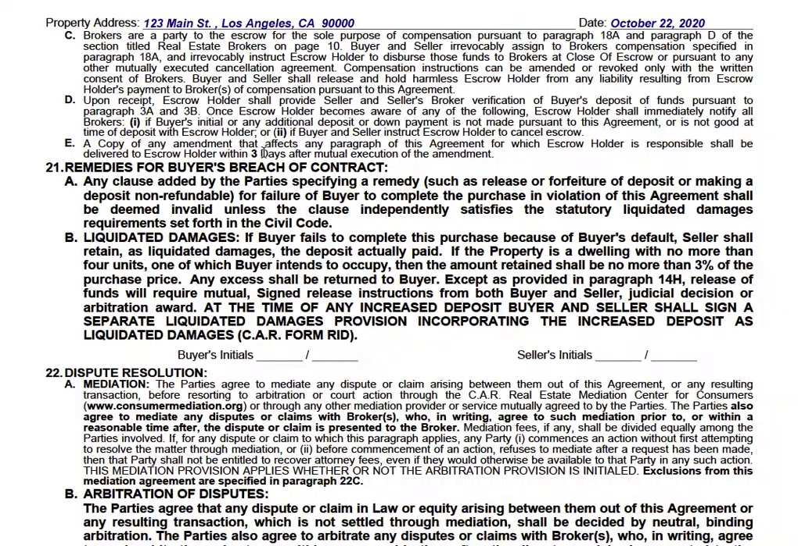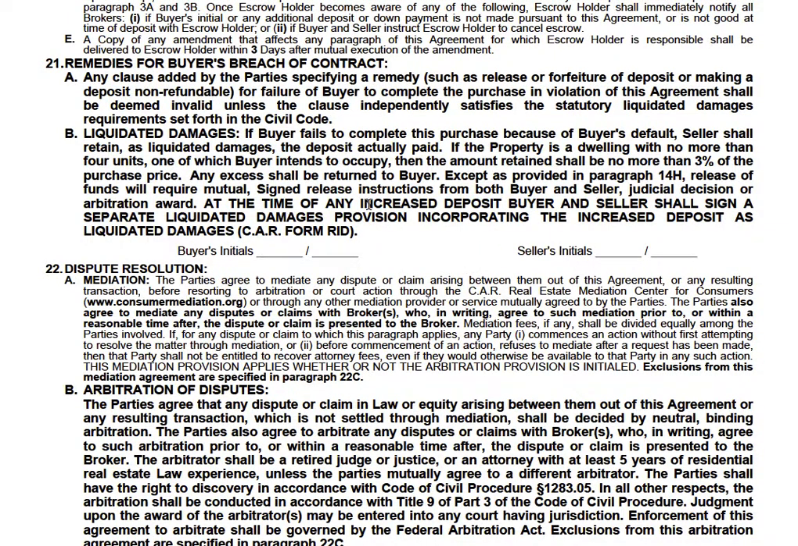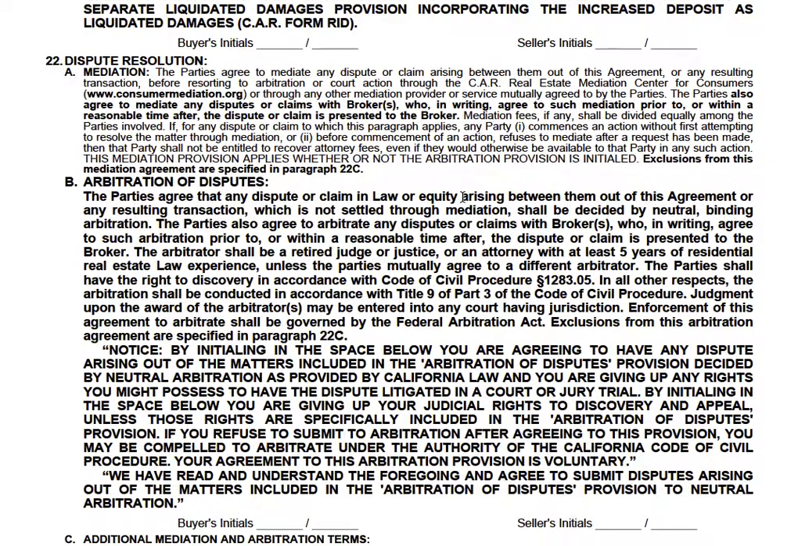All right, and we're going down. Now, I do recommend the parties initial here. This is liquidated damages, of course. This is just saying that the buyer can lose their deposit if they remove all contingencies and fail to close escrow. Any reasonable seller is going to demand that this is initialed.